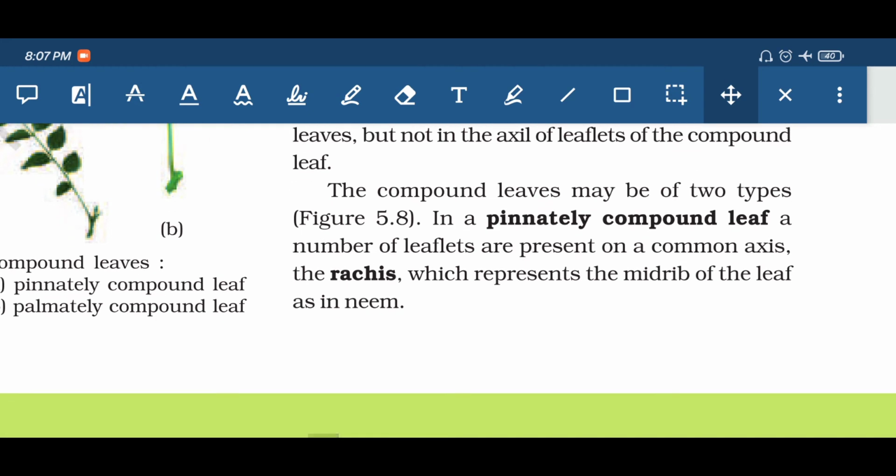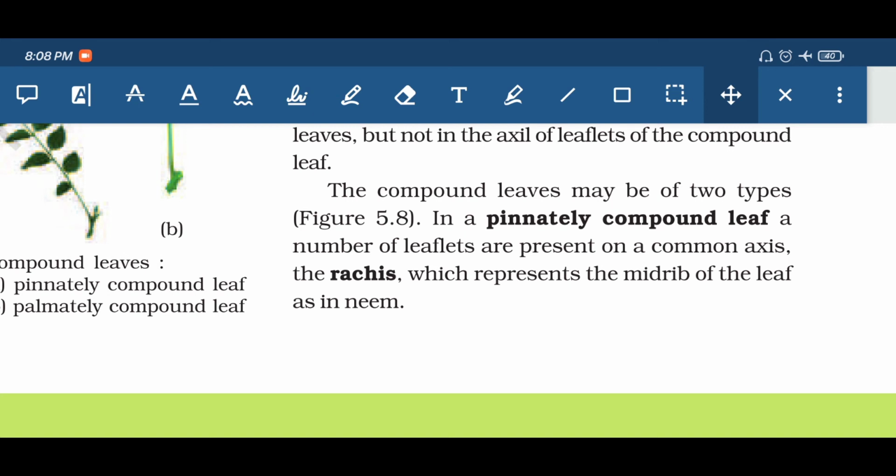The compound leaf may be of two types. One is pinnately compound, another one is palmately compound. In a pinnately compound leaf, a number of leaflets are present on a common axis, the rachis. The common axis on which a number of leaflets are present is called the rachis, which represents the midrib of the leaf, as in neem. See, they have given the example as neem.